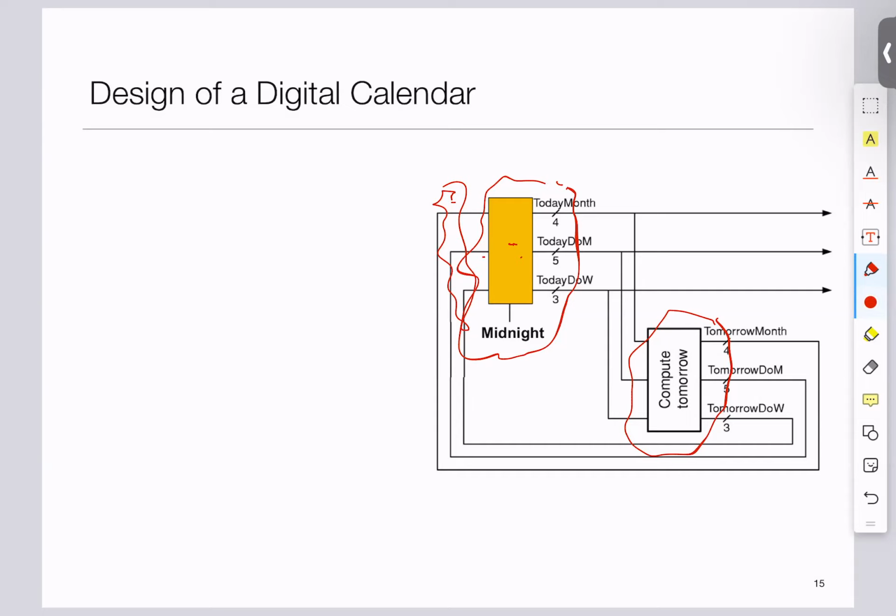So if the midnight signal is 0 or 1, it doesn't have any impact, but at the moment it changes, we want to update this. And then after that, it's okay, because this guy is combinational logic, and then it will compute the tomorrow. So it will compute tomorrow's date a little bit after the midnight tick, but its effect won't be felt on the yellow until the next midnight tick.